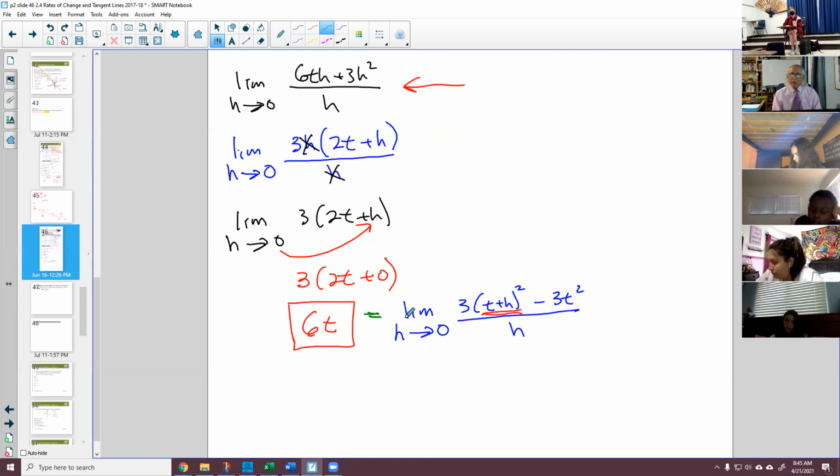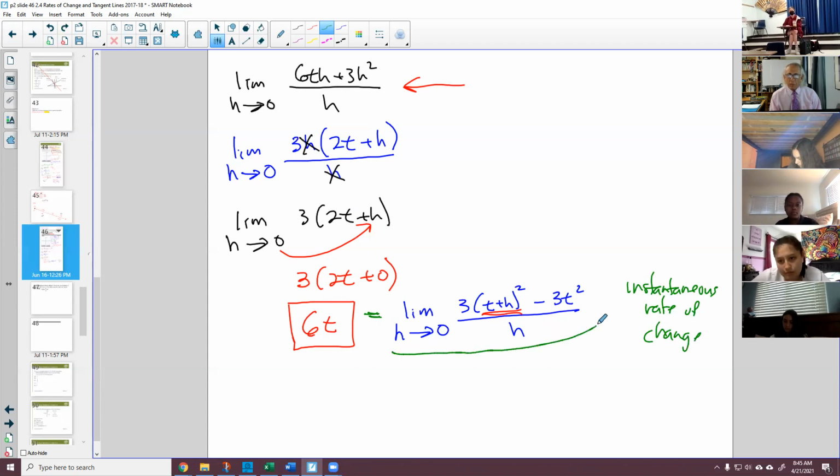So if this limit as h approaches 0 gives us our instantaneous rate of change, and I just did some algebra and ended up with this, this is going to give me my instantaneous rate of change. I don't need all this nonsense. I just need this.